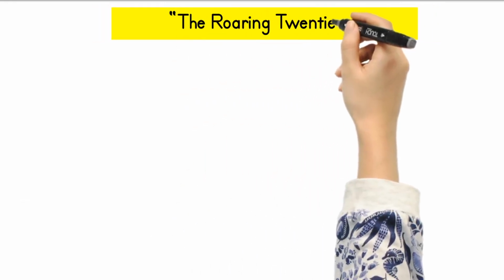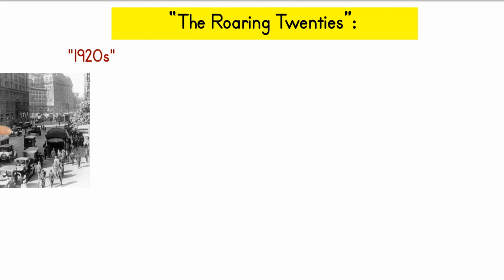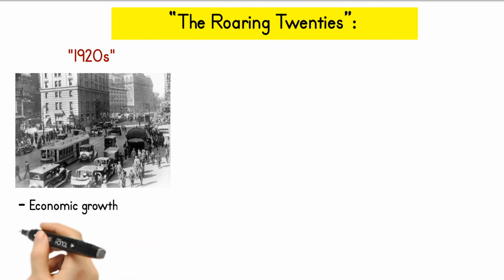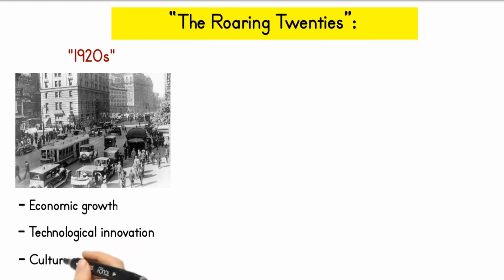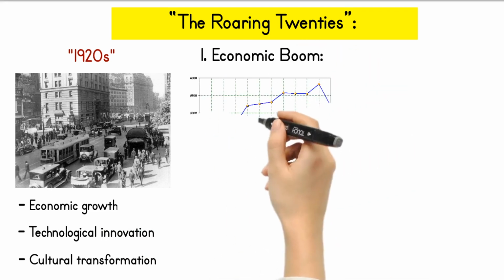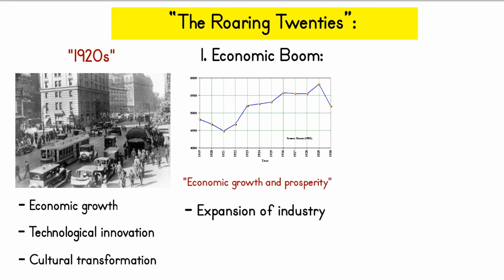The Roaring Twenties. The 1920s, also known as the Roaring Twenties, was a decade of significant change for the United States marked by economic growth, technological innovation, and cultural transformation. Economic boom. The 1920s saw a period of economic growth and prosperity fueled by the expansion of industry and the development of new consumer goods.